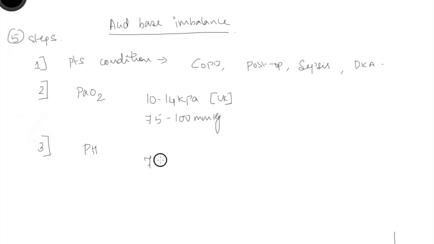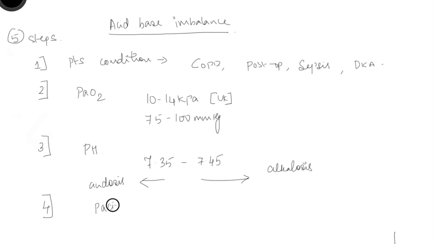We know that anything between 7.35 to 7.45 is the normal pH. Anything to the left is called acidosis. Anything towards the right, or more than 7.45, is called alkalosis. That's simple. Next, we need to look at the partial pressure of CO2, PaCO2.